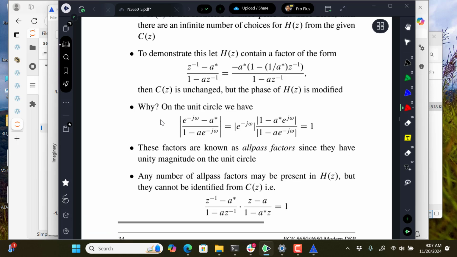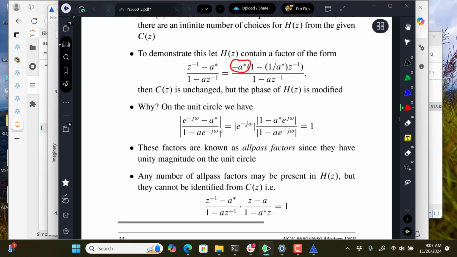So suppose H(z) contains a factor of this form, (z^-1 - a conjugate) over (1 - a z^-1). I've just done some factoring on this. I pulled out the minus a conjugate, and now it looks like I have a zero at 1 over a conjugate and a pole at a. So this is an all-pass section, and then this gain factor just comes in order to get the ratio to make the most sense to us.